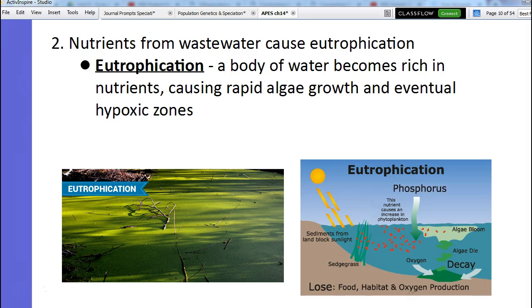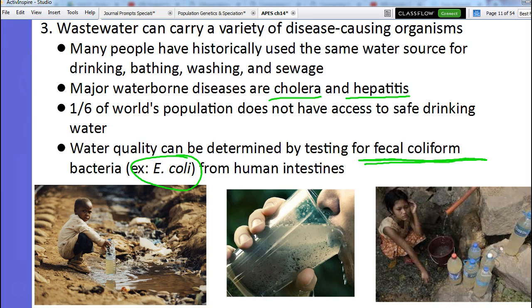All right, lastly, wastewater can bring diseases or disease-causing organisms into the waterways. Okay, so historically, a lot of people use the same water for drinking, bathing, sewage. Okay, so there's a lot of disease that gets mixed in with that. The major waterborne diseases are cholera and hepatitis. There's a lot of other diseases as well.